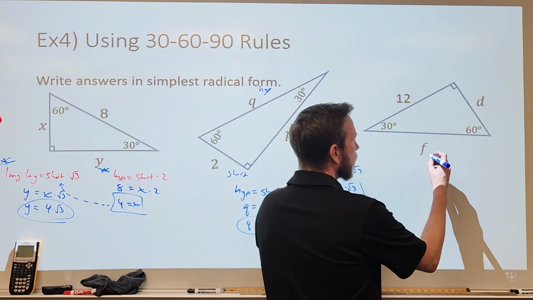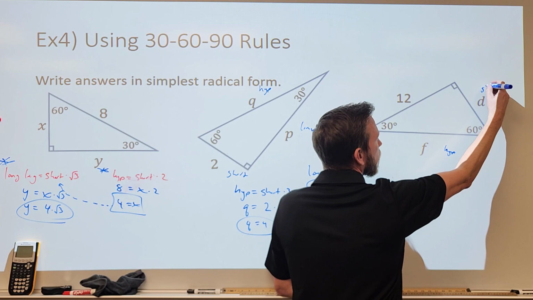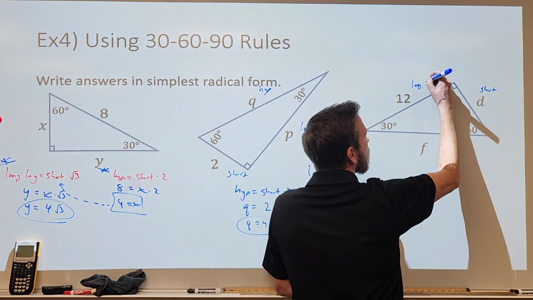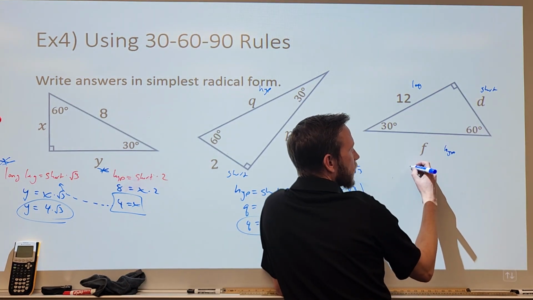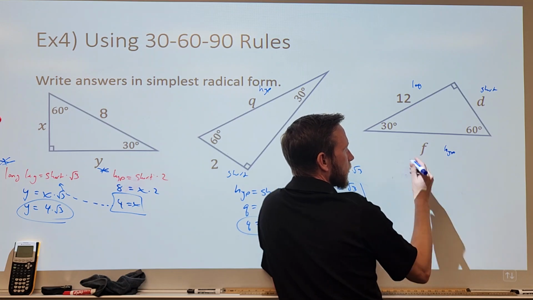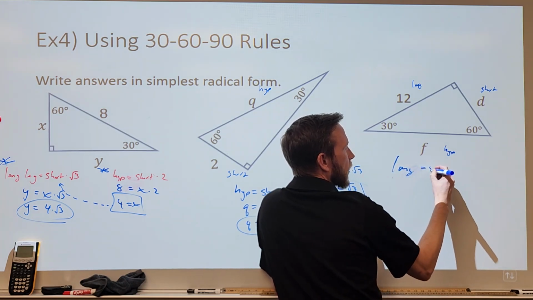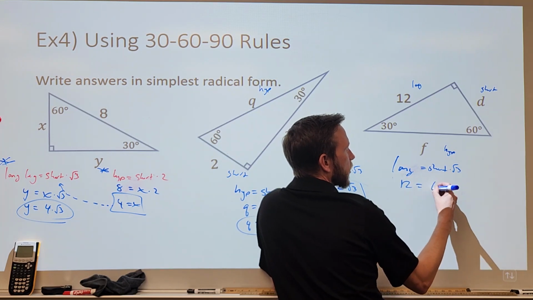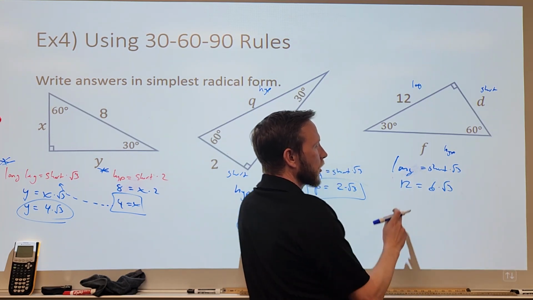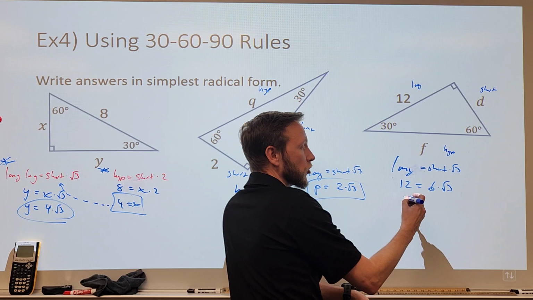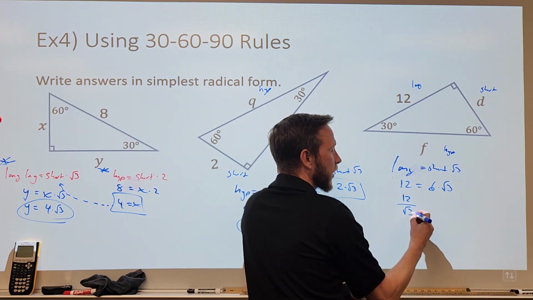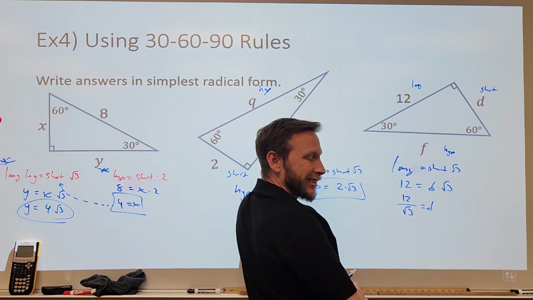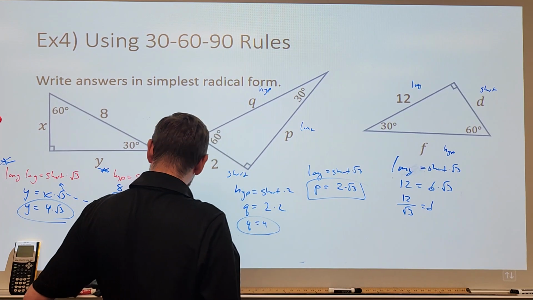But it might be for us, especially if we face this situation where we've identified the hypotenuse, the short leg, and the long leg. So if I know that the long leg is equal to the short leg times the square root of 3, then I know that 12 is equal to d times the square root of 3. Goodness, we're going to have to do some fancy work here. 12 divided by the square root of 3 is equal to d. We're going to have to rationalize that denominator.